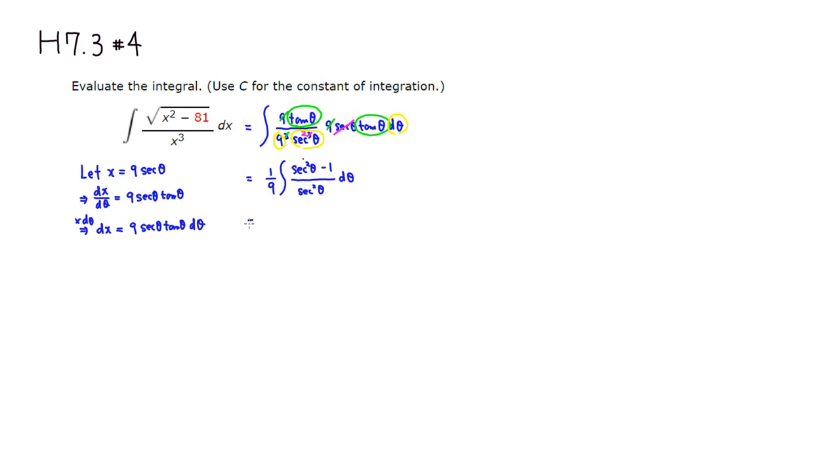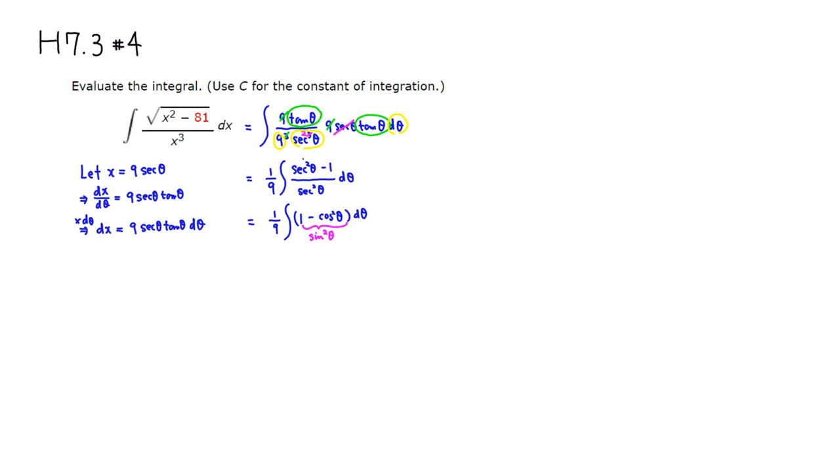Then we can simplify this. This is going to be equal to 1 over 9 times an integral. Secant squared divided by secant squared is 1. Then there's a minus sign. Then 1 over secant squared, the reciprocal of secant squared, would be cosine squared. So you have a cosine squared of theta and d theta. And luckily, we have 1 minus cosine squared, an identity, so this is actually sine squared of theta.